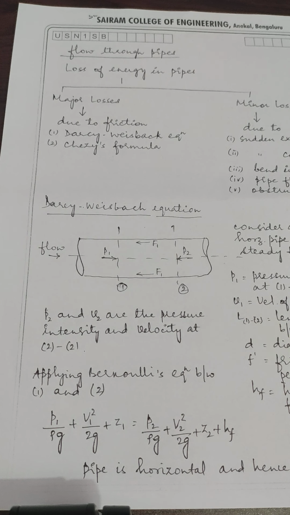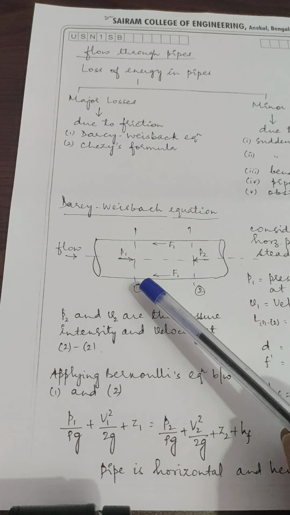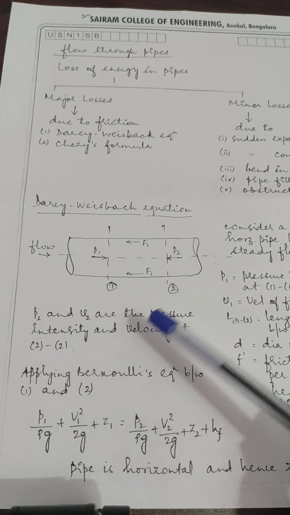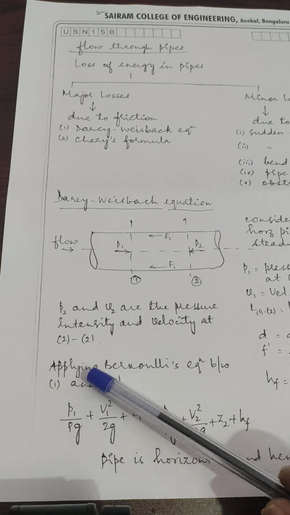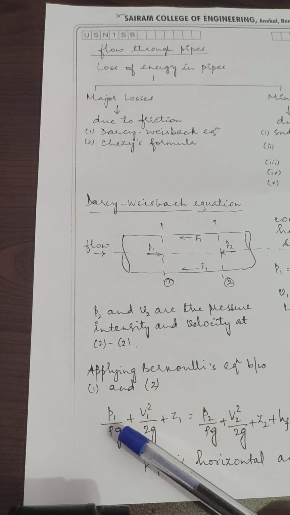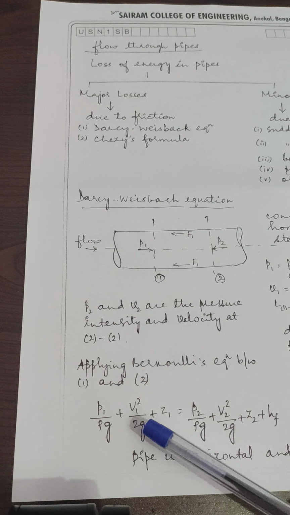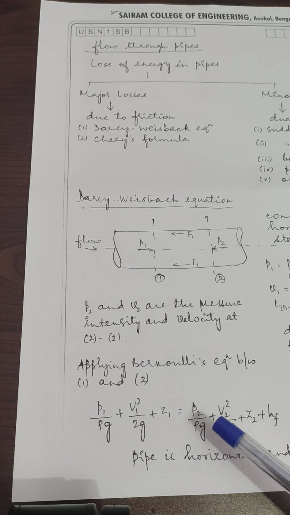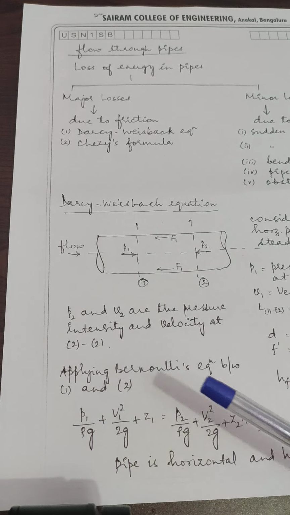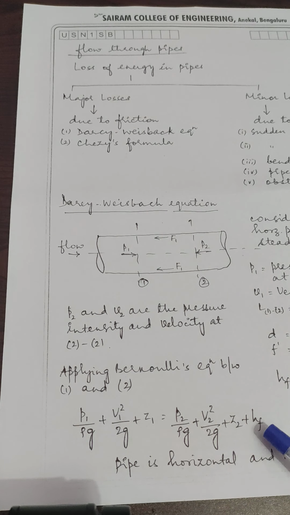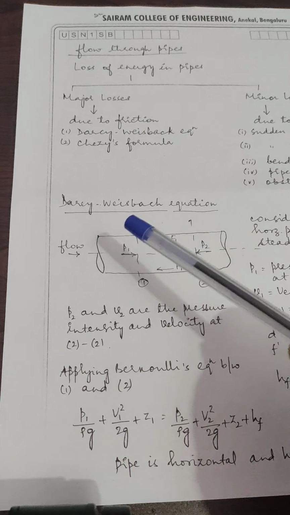So P1 and V1 are the pressure intensity and velocity of flow at section 1. Similarly, P2 and V2 are the pressure intensity and velocity at section 2. Now applying Bernoulli's equation between the two sections 1 and 2, we have the sum of the three heads, that is the pressure head plus kinetic head plus the datum head at section 1, equal to the sum of pressure head plus kinetic head plus datum head at section 2, plus additionally we have head loss due to friction, because friction is nothing but the force against the flow.